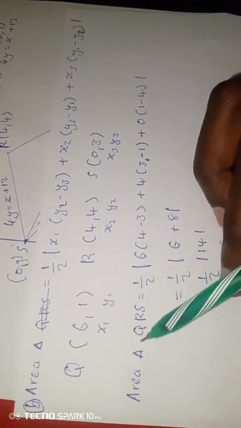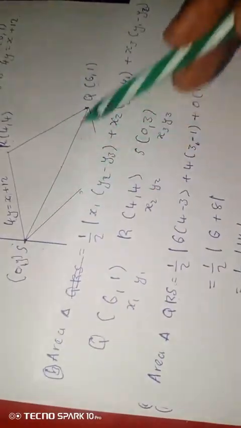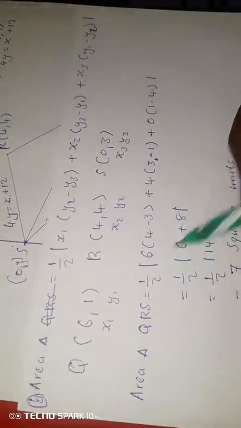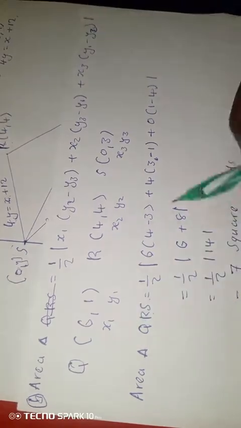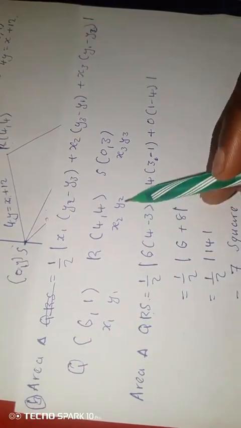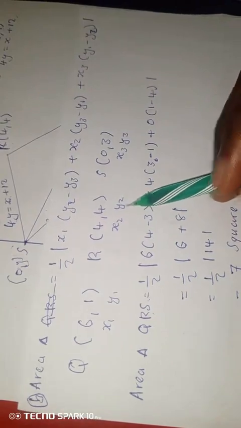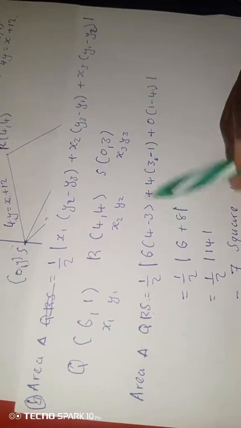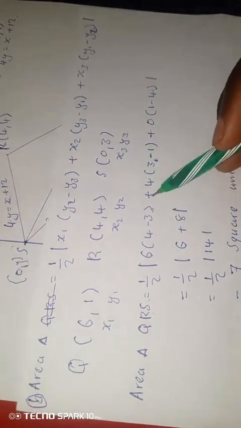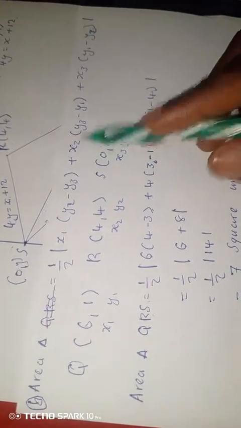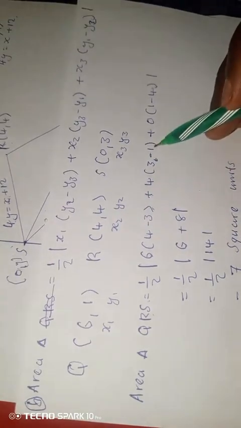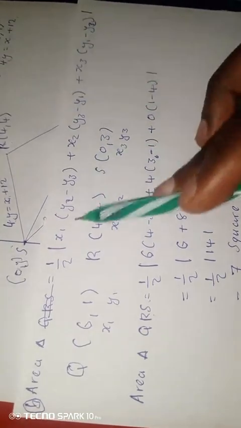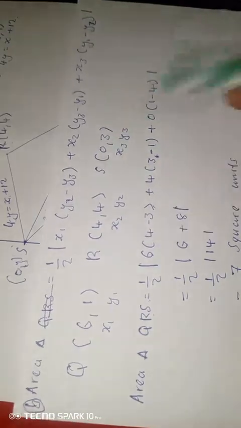So from here we say the area of triangle QRS will be 1/2 modulus, then 6, that is our x1, open brackets, our y2 is 4, then our y3 is 3, you put it there, plus. Where there's x2, put 4, open bracket, 3 minus 1 there, you cross, plus. We are just following this formula here.